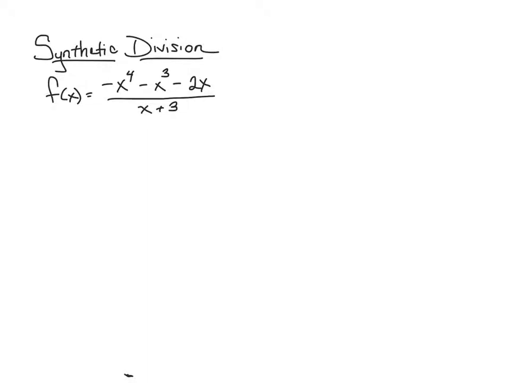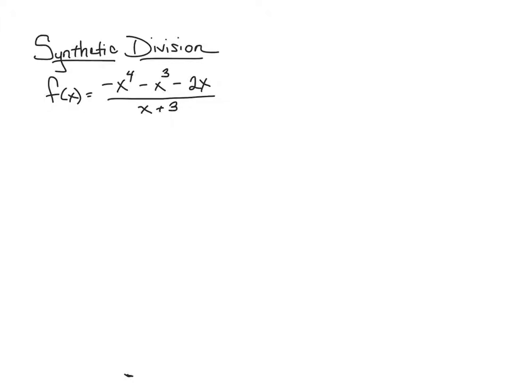So in this example, we're going to use synthetic division to divide x plus 3 into the numerator of this rational function. I chose this one because if you look at the numerator, it's missing an x squared term, and I wanted to make sure we covered what to do in that situation.